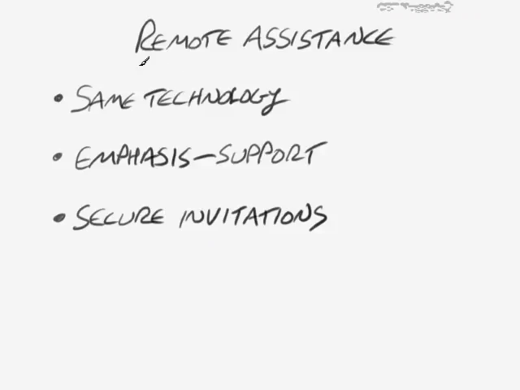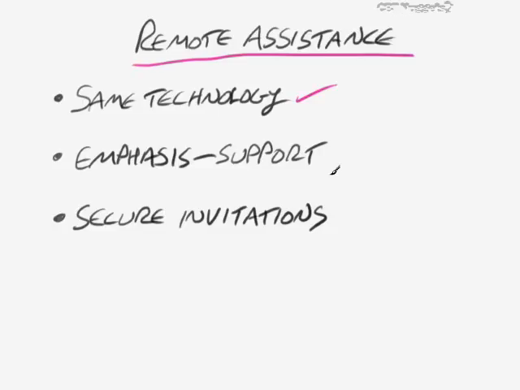By comparison, we also have something called Remote Assistance. It uses the same technology, the RDP protocol, TCP 3389. It's also the same concept: you get to see the desktop, although you may or may not be able to control it and use the keyboard or mouse with it, depending upon the level of permission.